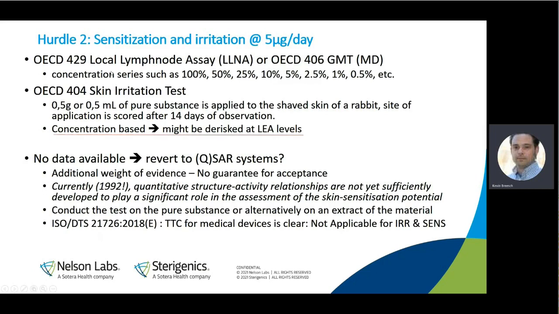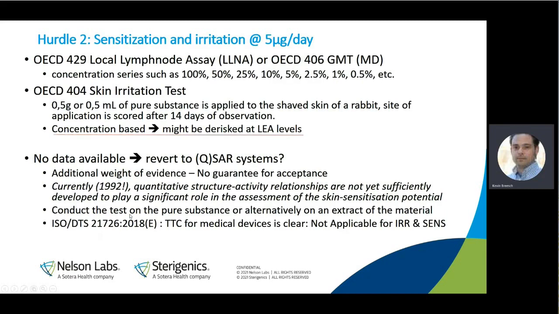If there's no data available, you can revert again to QSAR systems. There's no guarantee that they will accept it. They do accept it for mutagenicity. I was reading, when I was preparing this presentation, an old guideline from 92, where it was stated that quantitative structure-activity relationships are not yet sufficiently developed to play a significant role in the assessment of skin sensitization potential. That was true 30 years ago. I do use it in my assessments as an additional weight of evidence. But again, there have been limited occasions where it was not accepted.